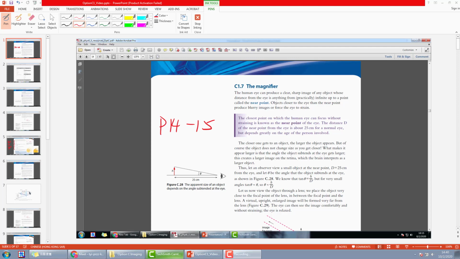Hi IB Physics students. For this video, we want to talk about C 1.7, the magnifier, on your textbook, pages 14 and 15. I'll ask you to read these two pages first and I'll explain more in detail. Before we start, I'll tell you what to pay attention to.